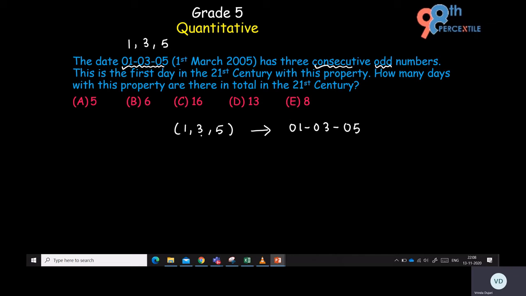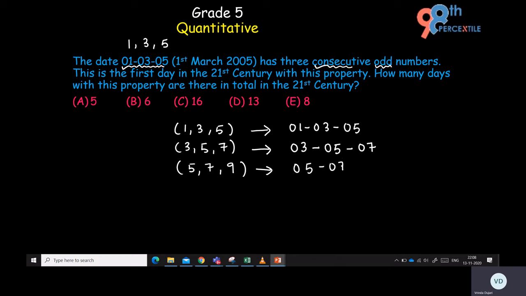Now after this set, I can think of the next set as 3, 5 and 7. And the date corresponding to these numbers will be 3rd May 2007. Now the next set will be 5, 7, 9, and the date corresponding to this set will be 050709, which is 5th of July 2009.